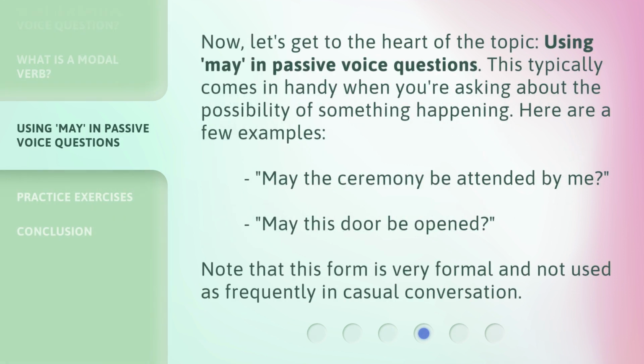Now, let's get to the heart of the topic. Using may in passive voice questions. This typically comes in handy when you're asking about the possibility of something happening. Here are a few examples. May the ceremony be attended by me? May this door be opened? Note that this form is very formal and not used as frequently in casual conversation.